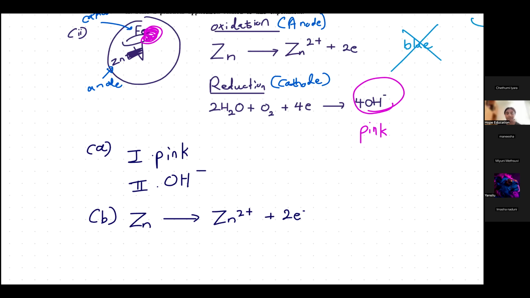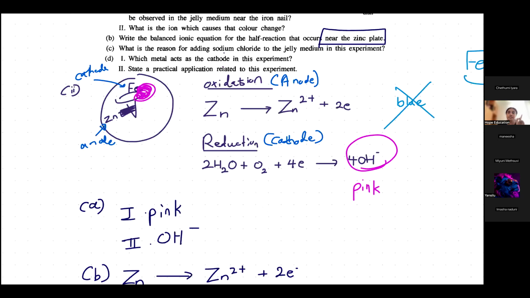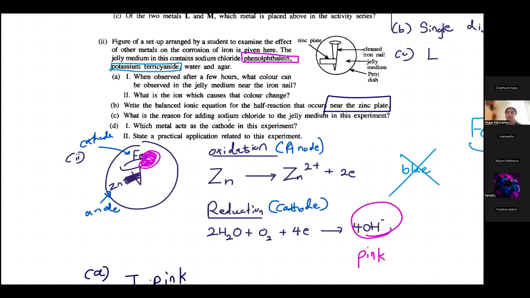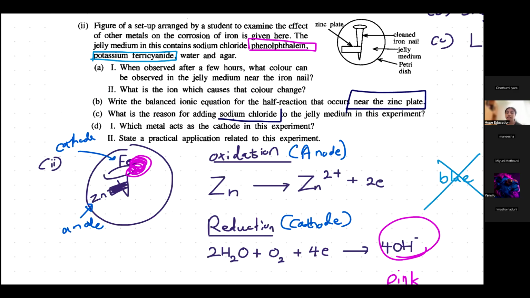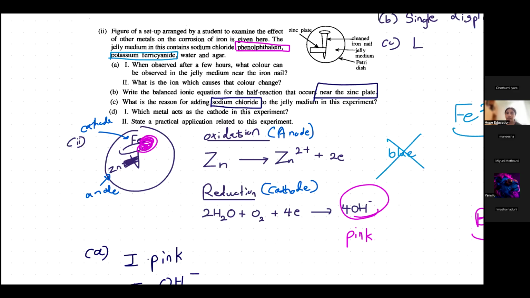Then C. What is the reason for adding sodium chloride to the jelly media? Now this is quite important, kids. Ions are formed here, right? Here an ion is formed, and then 2 electrons are released. If 2 such reactions happen, 4 electrons will be released. Those electrons are what go there and participate in the reduction reaction.